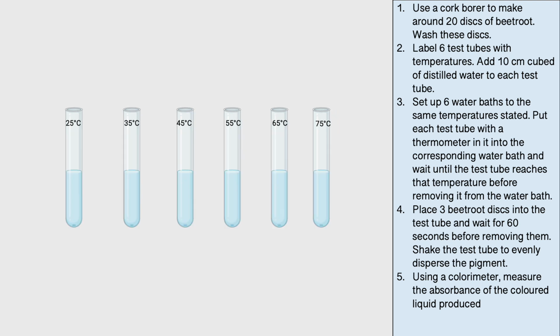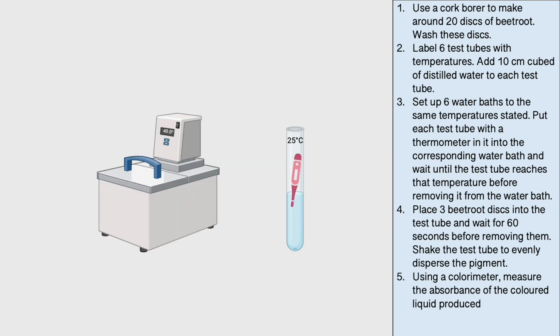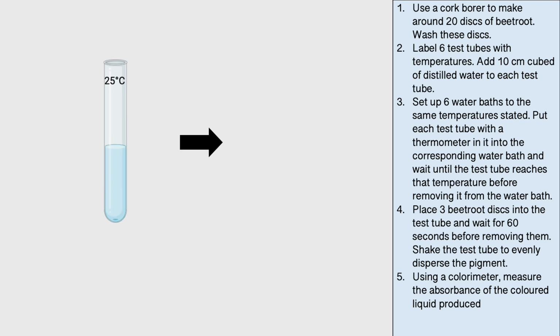Add 10 centimeters cubed of distilled water to each test tube and then set up 6 water baths to the same temperatures stated. Put each test tube with a thermometer in it into the corresponding water bath and wait until the test tube reaches that temperature before removing it from the water bath. Place 3 beetroot discs into the test tube and wait for 60 seconds before removing them. A good idea would be to shake the test tube to evenly disperse the pigment.